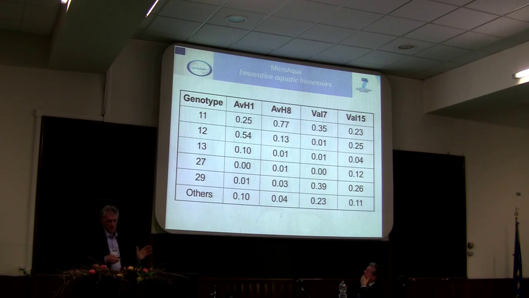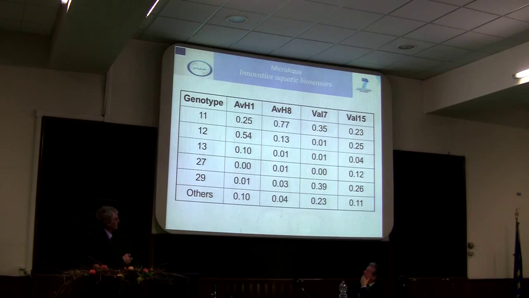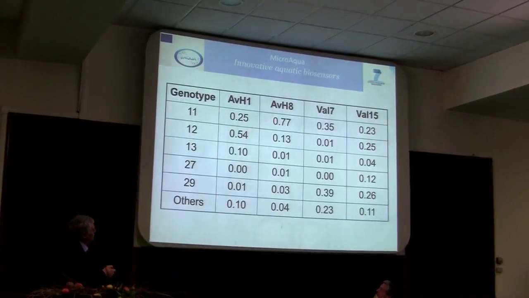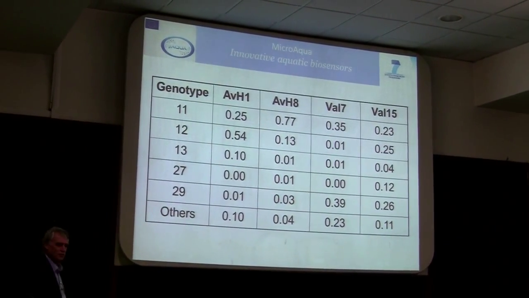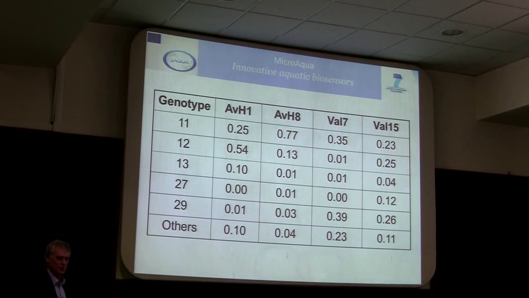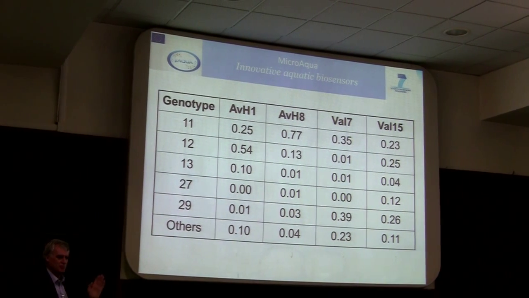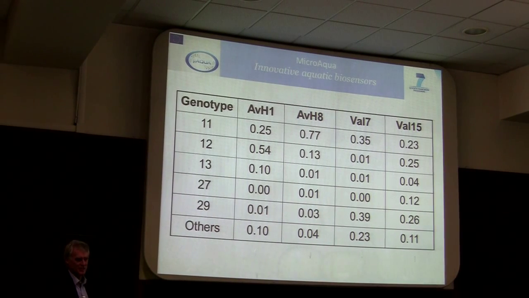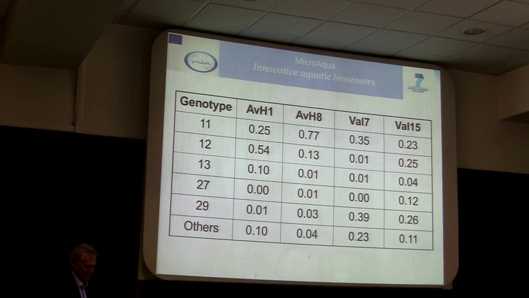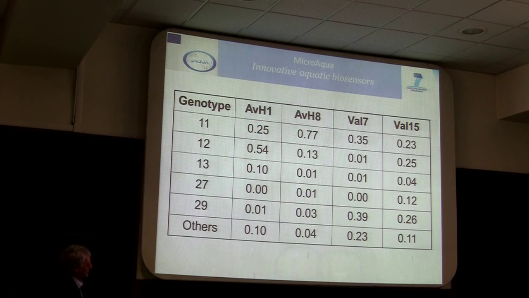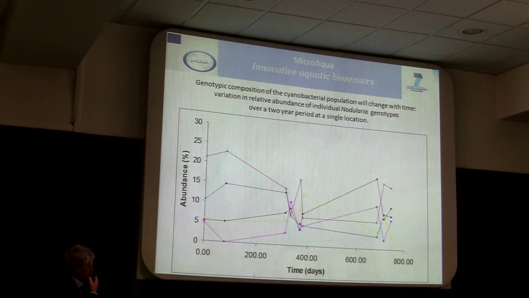And really the only message that I want you to take home from this is that the proportional composition of the population is different at each of the 4 locations. Okay? So at each point within the Baltic Sea, you get a unique combination of genotypes. So that's variation in space. And also, this shows variation in time. So this is now a single location that has been monitored over a 2-year period. So there's time along the x-axis here, and this is the abundance of particular genotypes.